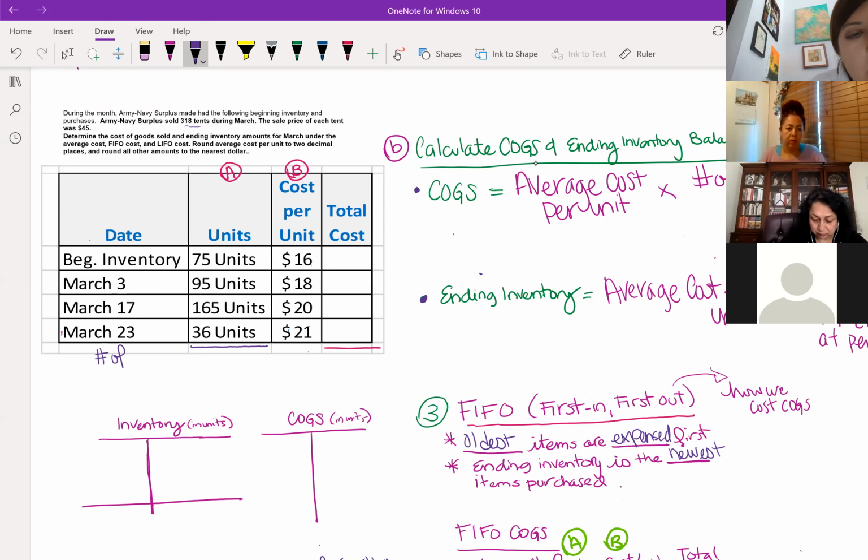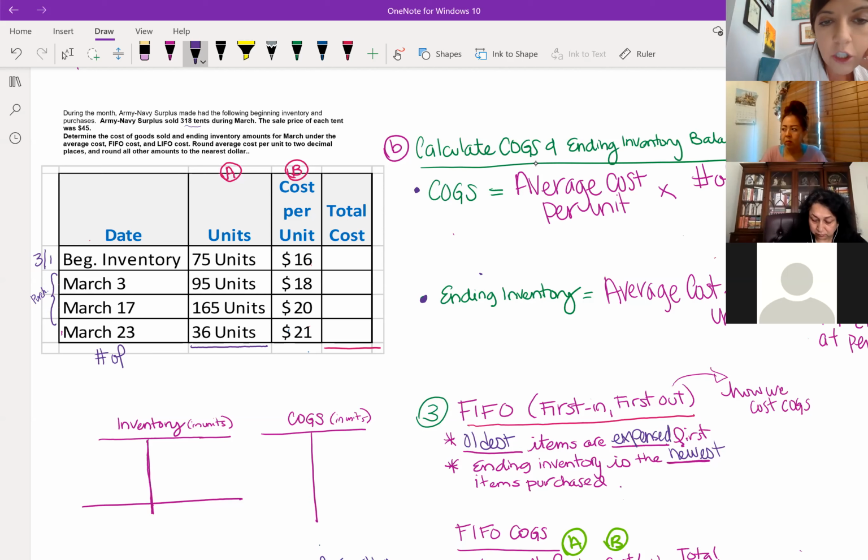So we have our beginning inventory, what we start the period with. As of March 1st, they have 75 units that they paid $16 per unit for. And then they made 3 purchases during the period. And what do you notice? The number of units they purchased are all different. And the cost basis, the amount that they paid for each of those units, is different.